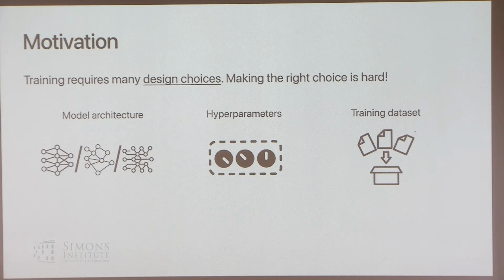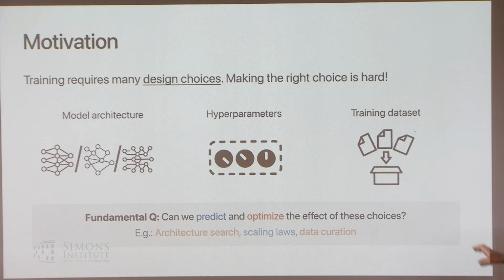And so as a community, we've developed a bunch of tools to help us answer this fundamental question of how do we both predict how our models are going to behave as a function of these design choices, and also make these design choices optimally or close to optimally or the best we can. Right? So instances of this are programs for neural architecture search, scaling law research for figuring out how big our model should be, and various data selection methods.